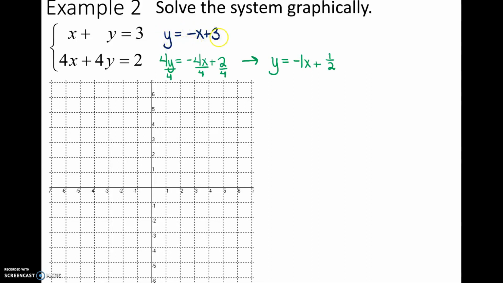So this first one, we rearrange it. We have y equals negative x plus 3. That one's pretty easy. You start at 3 on the y-axis, that would be the vertical axis, and then a slope of negative 1. So down 1, right 1, and so on, and so on, and so on.